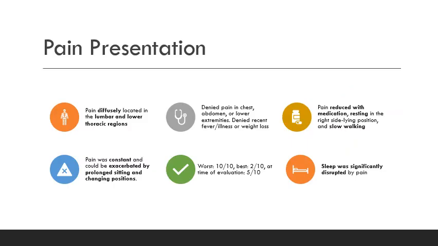The patient described the pain as being diffuse in his low back. He also denied any pain in the chest, abdomen, or lower extremities, as well as denying recent fever, illness, or weight loss. Pain was relieved with medication or lying in the right sideline position and exacerbated by prolonged sitting and changing positions. At worst, it was a 10 out of 10. At best, it was a 2 out of 10. And sleep was significantly disrupted by the pain.